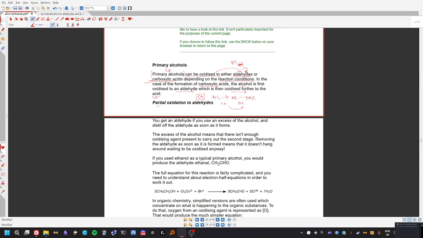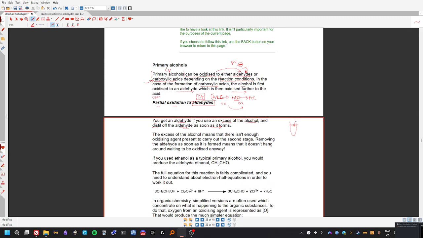Okay. Now you have partial oxidation to aldehydes. You can get an aldehyde if you use an excess of alcohol and distill off the aldehyde as soon as it forms. So if you're doing the reaction and you're getting the aldehyde, because you get that aldehyde first. Sorry, this is your alcohol and this is your aldehyde. So you're getting that aldehyde first.